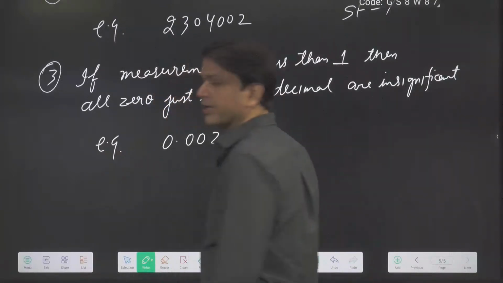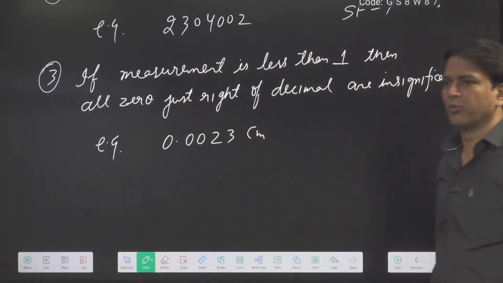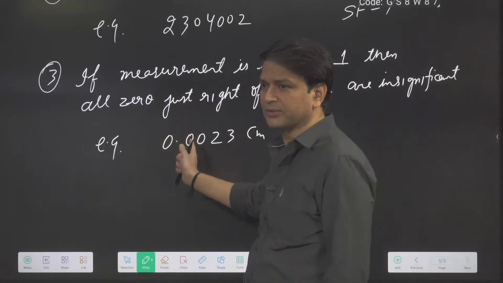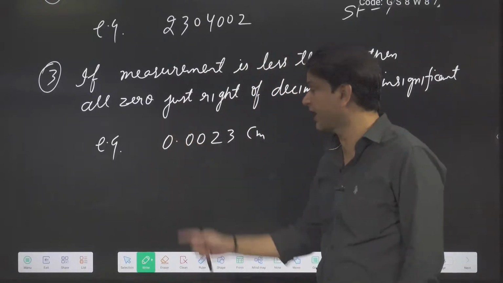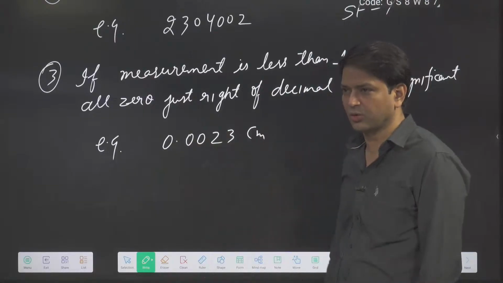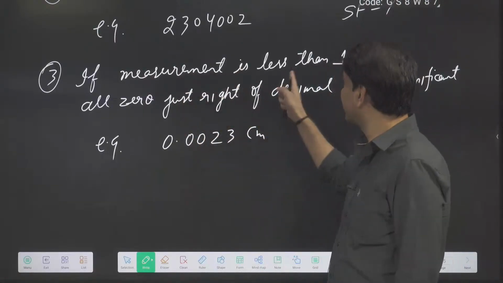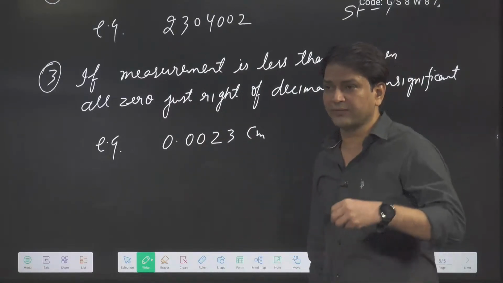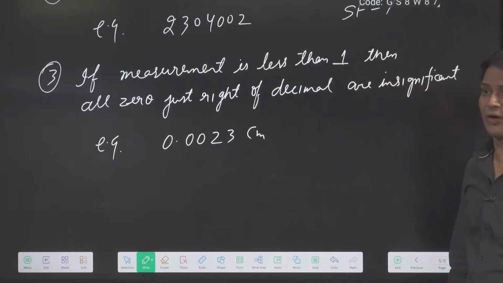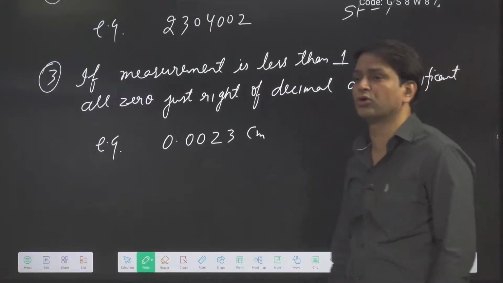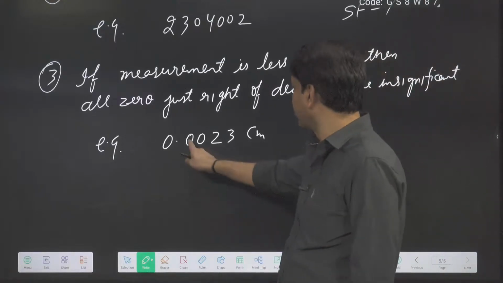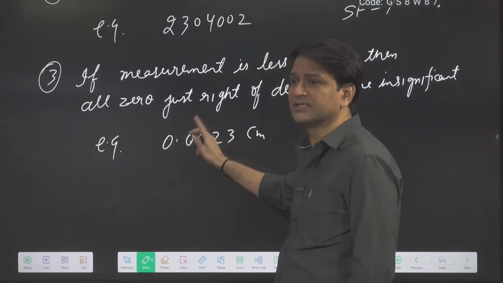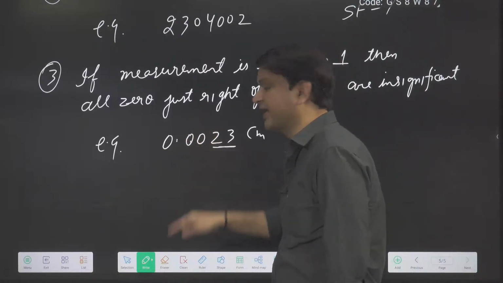Suppose like this. Okay. If it is 1 or more, if it is more than 1, then you can write 1 point something, 2 point something, 3 point something. But when it is less than 1, then how will you write? 0 point something, like this. Okay. So if the measurement is less than 1, we will write like this. Now, if there are zeros just right of the decimal, then those zeros will be insignificant. So like here, right of the decimal, we have 2 zeros and they are insignificant. So only these digits we will take as significant.